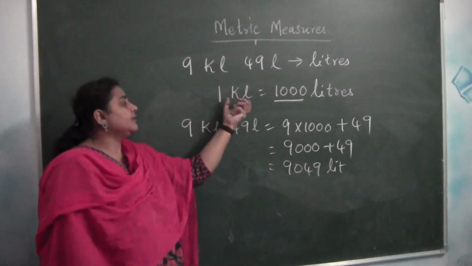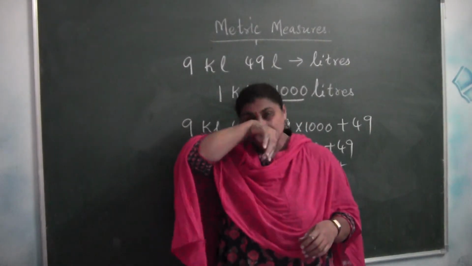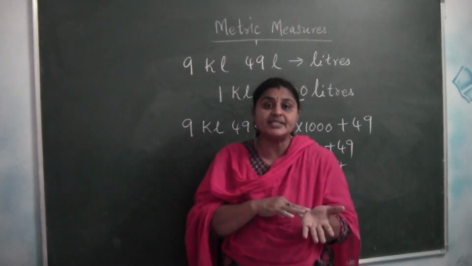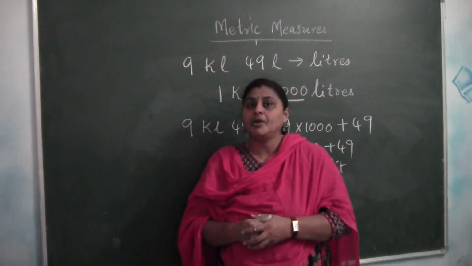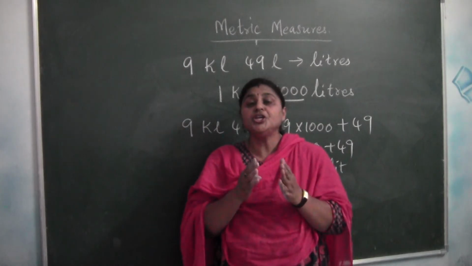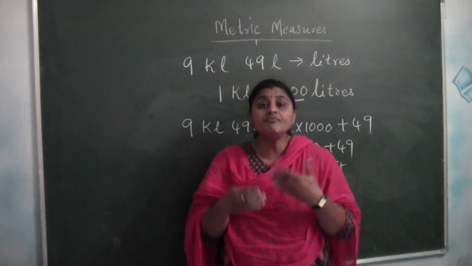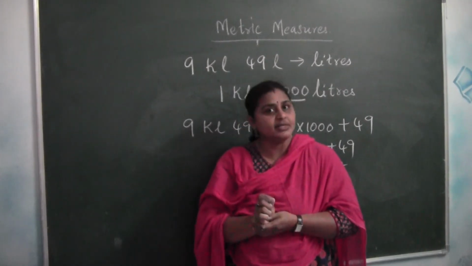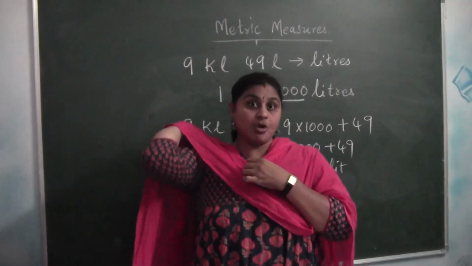That's it. Simple. Once we remember the relations between different units, then it is very easy for us to solve the problem. So you need to be very perfect with the different units given on your page number 99. If you learn thoroughly, then only you can do these problems very easily. Got it, children? This is how bigger to smaller units work.